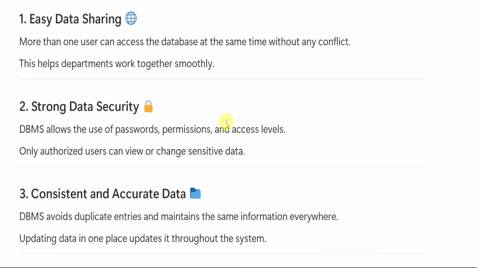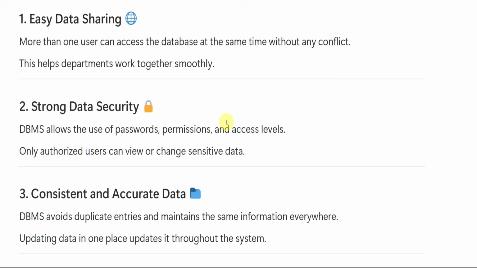Then strong security. DBMS protects data using passwords, permissions, and access levels. Only authorized users can view or edit important information. For example, in a hospital, only doctors can see patient records. Receptionists cannot see everything, right?